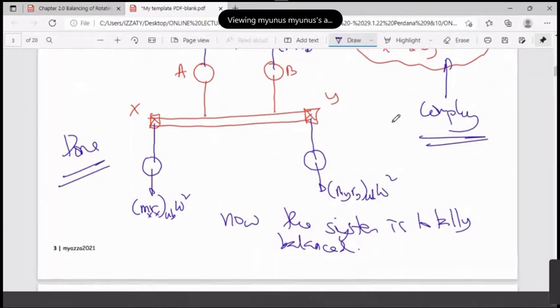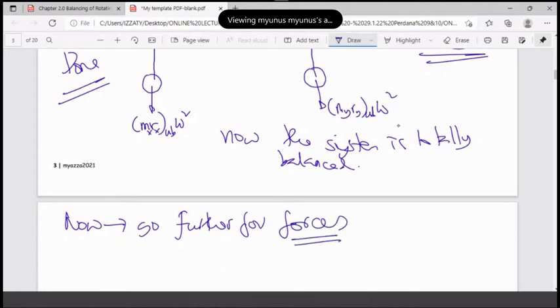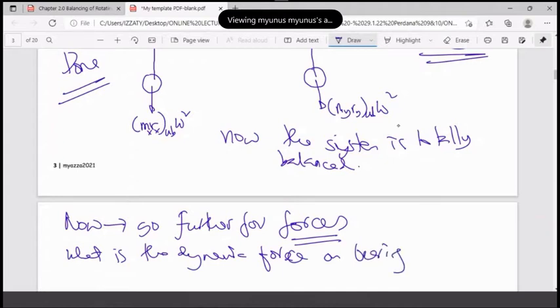Okay, thank you, Lee. Now, today, we don't want to talk about adjustment. Let's go further for forces. So, the equation is now, what is the dynamic force? Remember, I'm talking about dynamic force on bearing. We have three kinds of dynamic force, right? As I mentioned earlier, unbalanced is also dynamic force, bearing also dynamic force, and the other one is shaft.